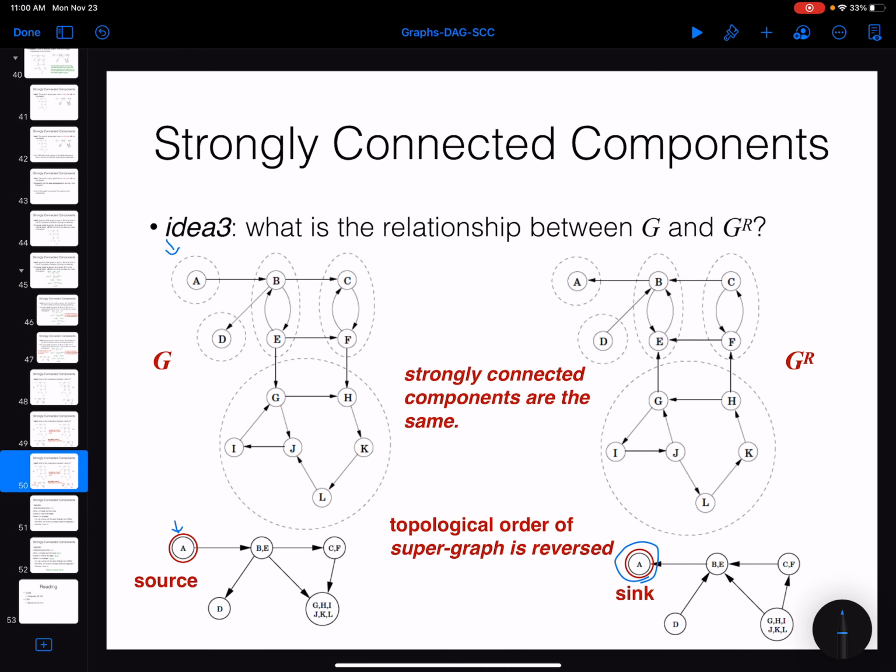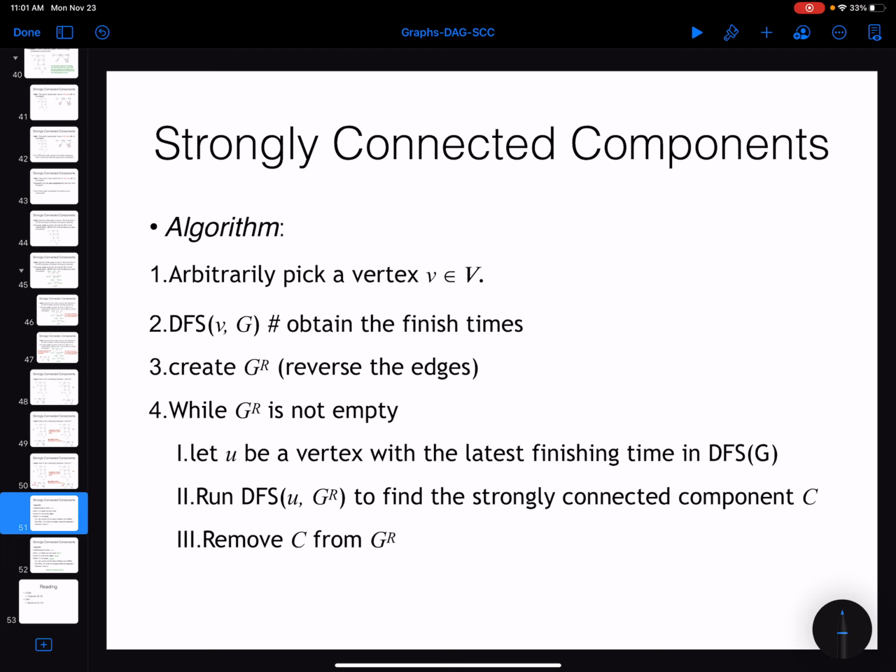Then you can remove it from the graph and just repeat the process. Find the next node in the original graph that has the latest finish time. This is going to be the next source node. That's going to be one of the nodes here. Just run the DFS over the reversed graph over one of these nodes, and it gives you this component, which is a sink component in the reversed graph. Just repeat this procedure.